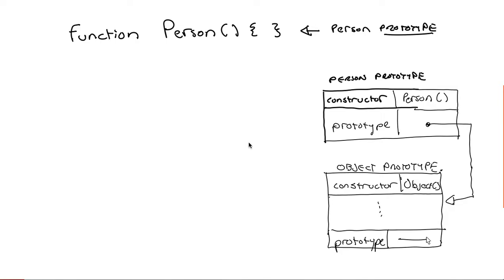Now, if I want to create an instance of a person object, all I have to do is use new. But I want to make this a little more interesting. So instead of having the function person not really do anything, this is basically our constructor for instances of the person prototype, and I'm going to have it do something.